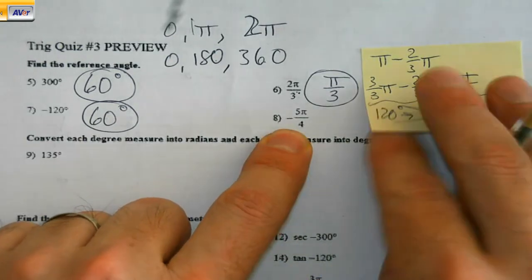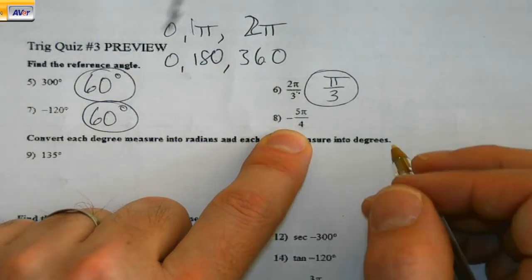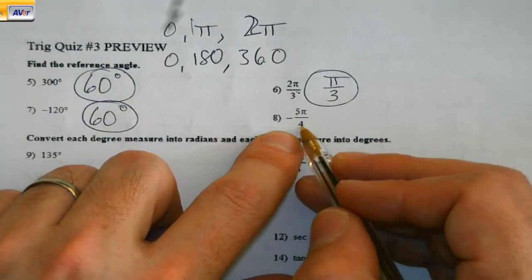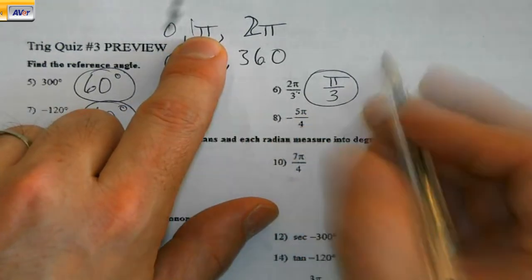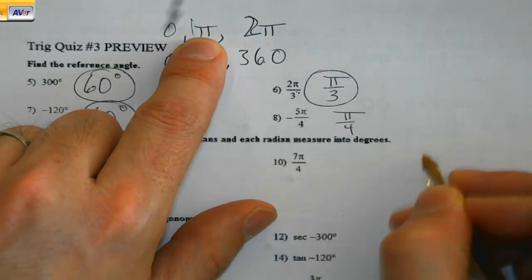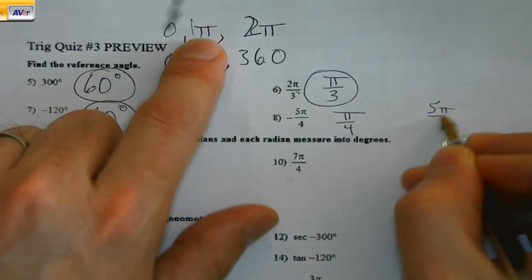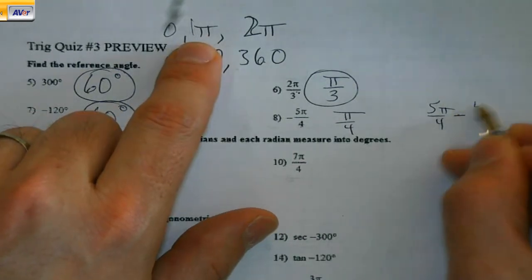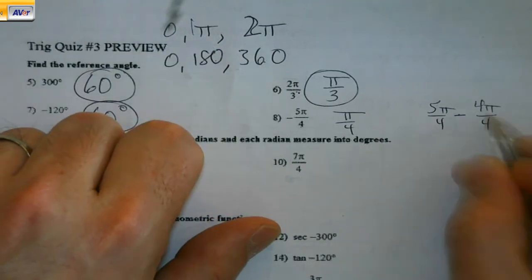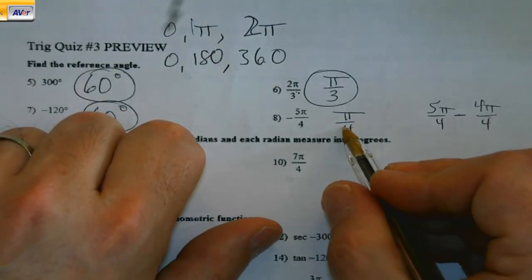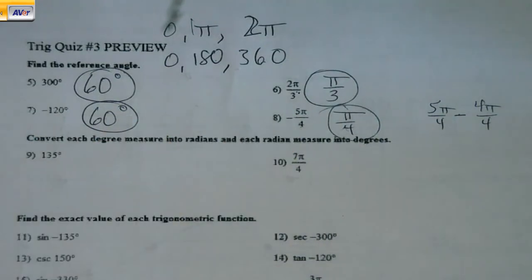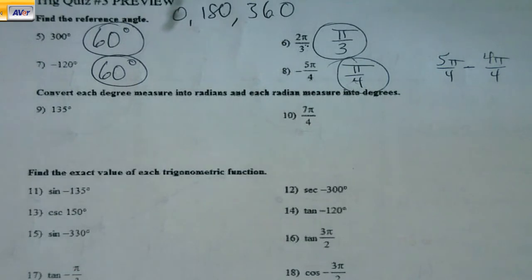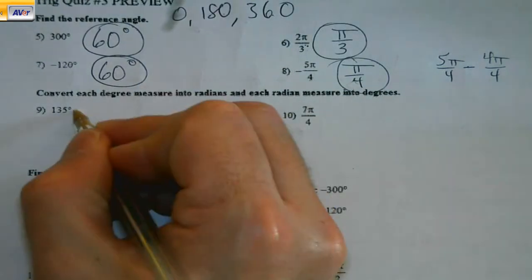Negative 5 over 4. Eerily close to 1. So again, I look at that and I go, okay, negative 5/4, that's 4/4. Because again, just as a side, 5 pi over 4 minus 1 pi, 4 pi over 4. That's where this is coming from. Okay? Forget the negatives with this. It's going to drive you crazy. Drive me crazier. Okay. Convert degree into radian, radian into degree.